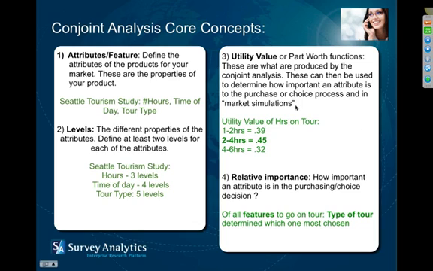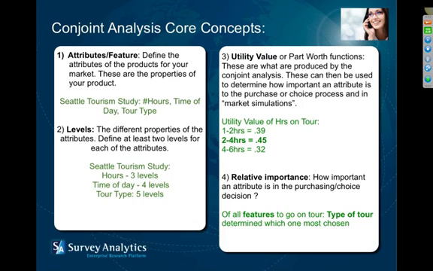Number 3 is the utility value or part-worth function. These are what are being produced by the conjoint analysis tool. And these can be used to determine how important an attribute is to the purchase or choice process in market simulations. So the utility value will not be available to you until after you field your survey. And then after you field your survey, you'll be able to review the different utility values on the tour.